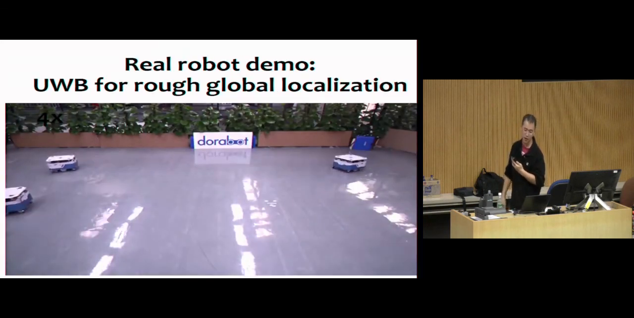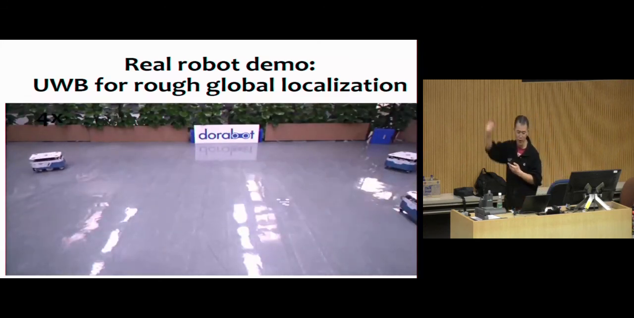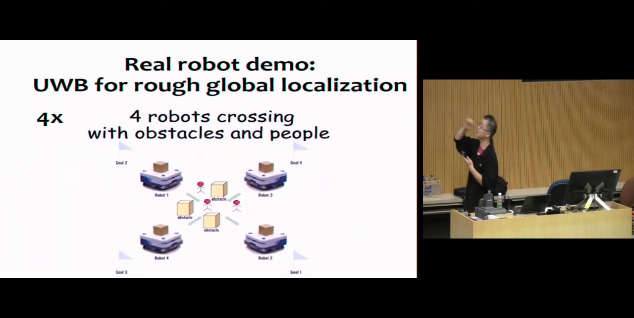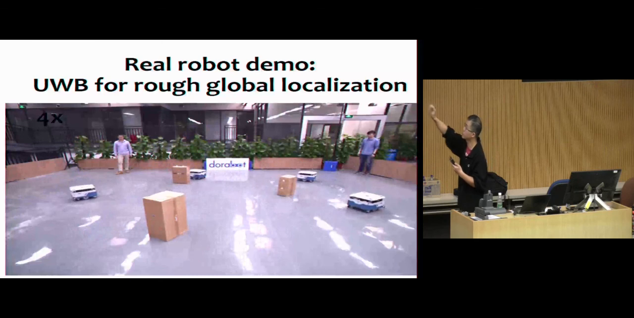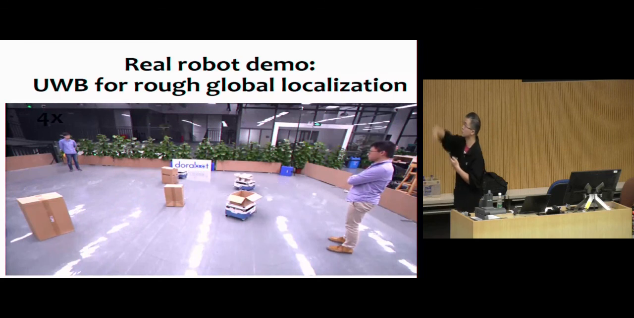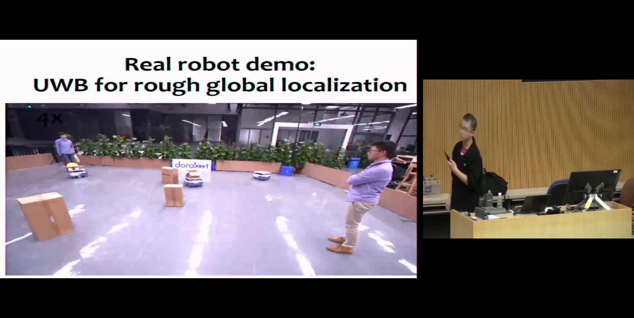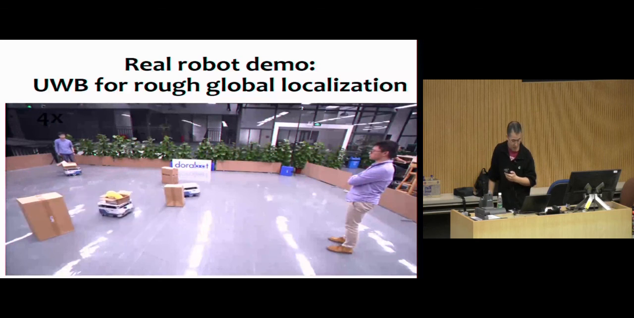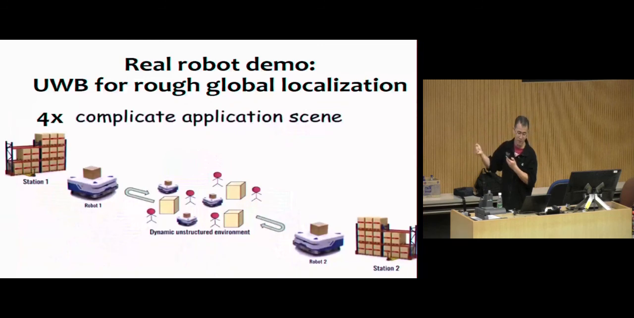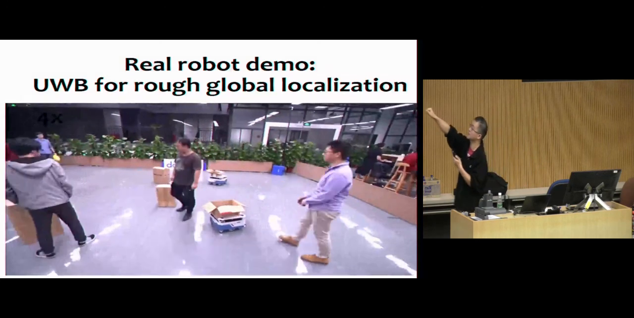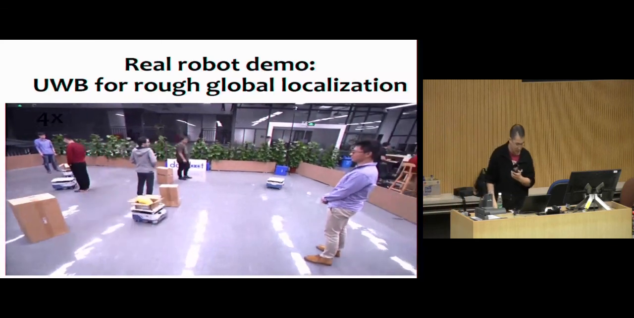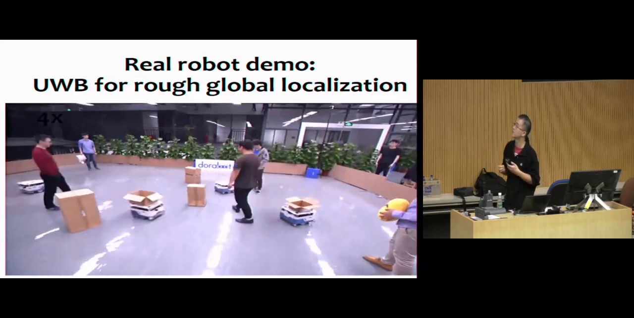So here is what we did for the real robot. We are using UWB for the rough localization. The robot has no knowledge of the map, so the robot does not know that there are some boxes in the scenario. It just uses its sensors to observe them. And the main advantage, as you will see, is that because we don't need a map, we can add persons into these scenarios. The persons can work together with the robot, and still everything is safe.